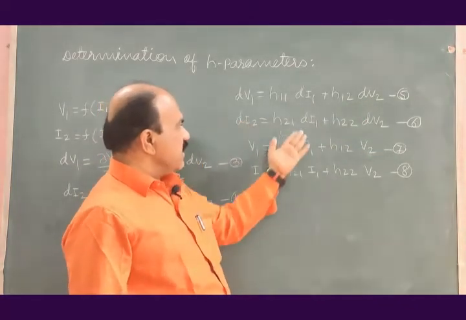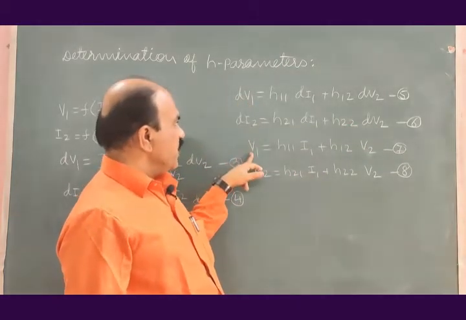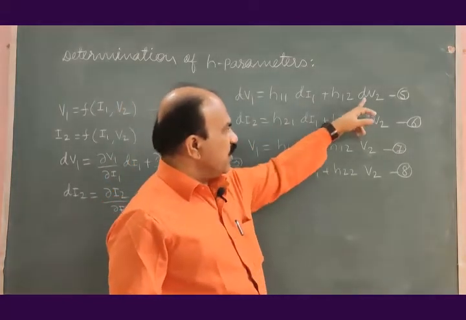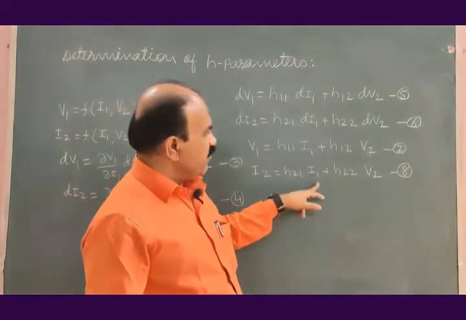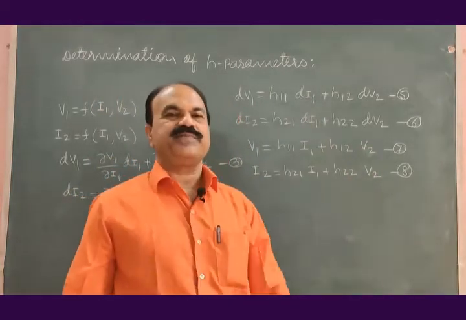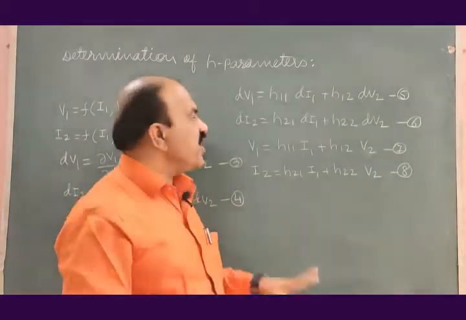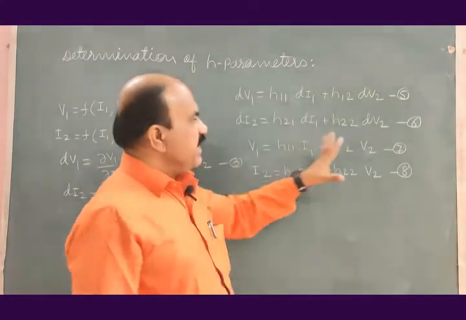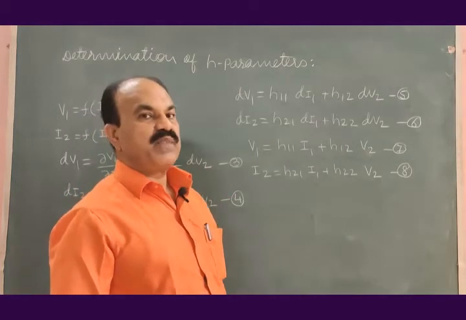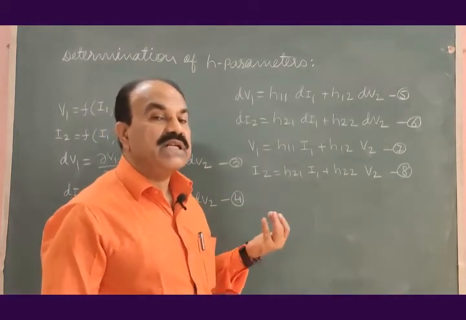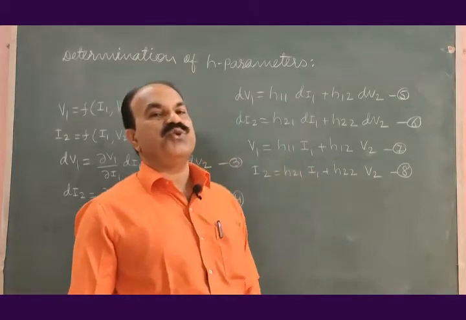Current, current, voltage. Input voltage, input current. Output voltage, output current. Input current, output voltage. As the working of the transistor is restricted to the linear region, equations 5 and 6 can be written as equations 7 and 8. Now, let us try to recognize the dimensions of H11 and H21.